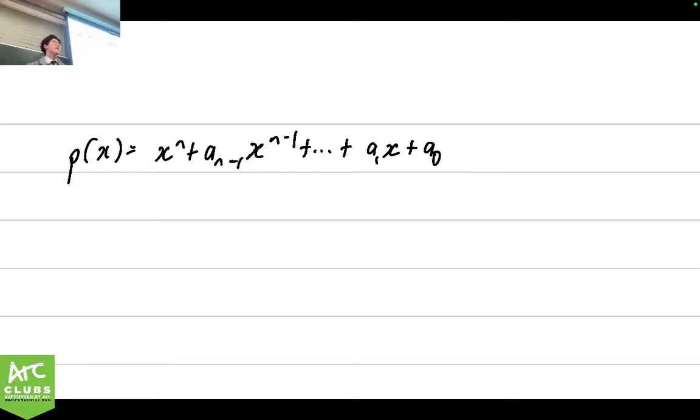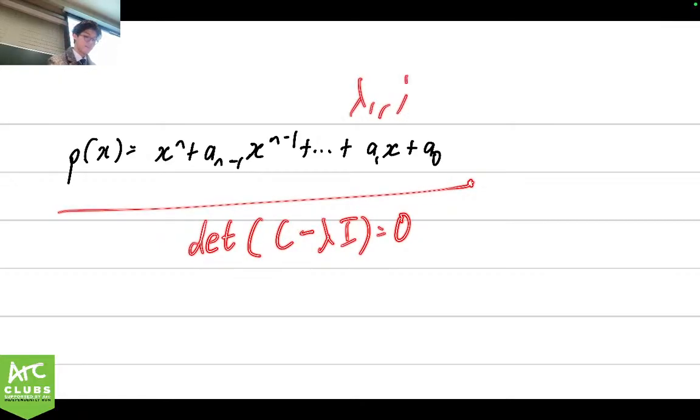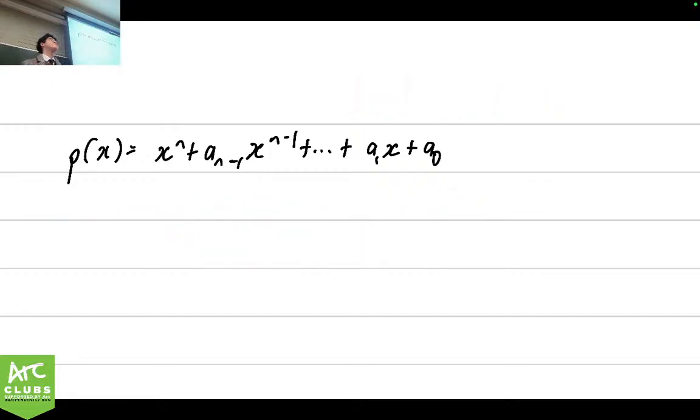Note that lambda 1 all the way to lambda n, our eigenvalues, are the solutions to this polynomial, by definition of eigenvalues. This is essentially the characteristic polynomial we get when we compute our determinant. I'll just call it determinant of C minus lambda I equals 0. Since this is the characteristic polynomial, if we substitute any of our eigenvalues, lambda 1, lambda 2, all the way to lambda n, it will give us 0.